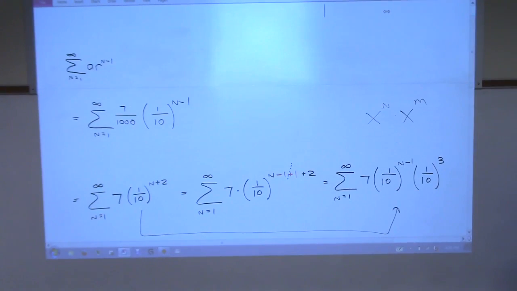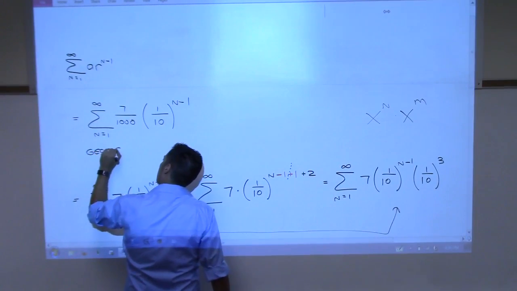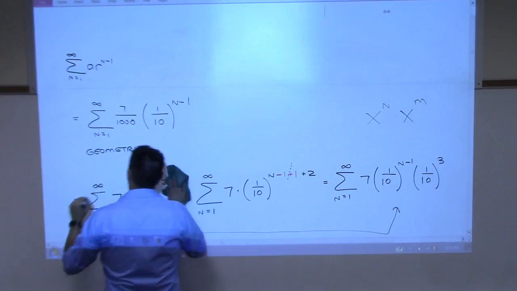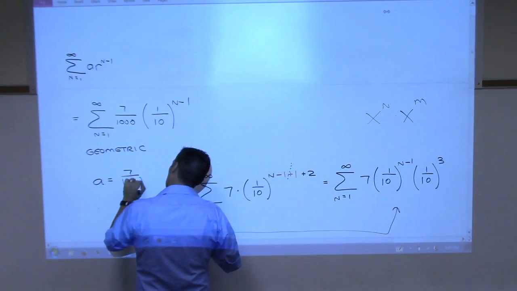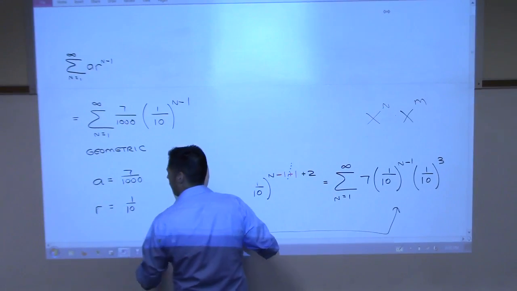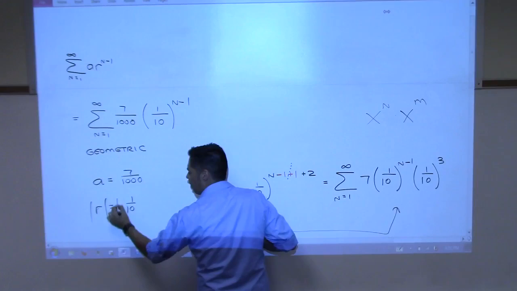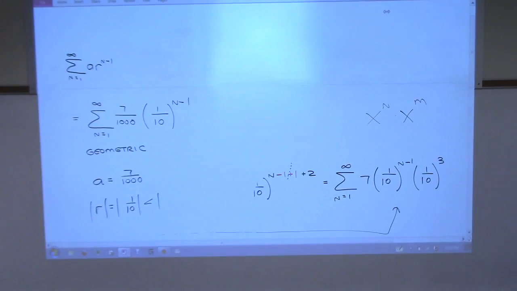And now, is that geometric? Does that fit into that formula up in the top left? Yes. So what's A? This is geometric. Our A is 7 over 1,000. And what's our R? 1/10 again. And of course, the absolute value of R is less than 1. So this converges.